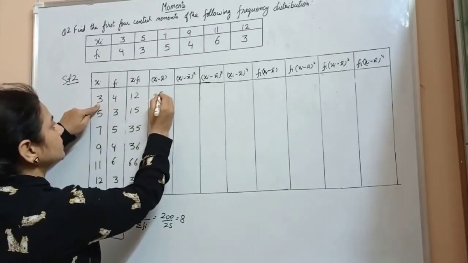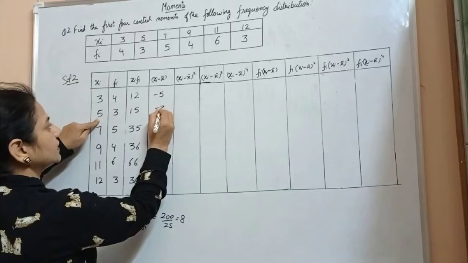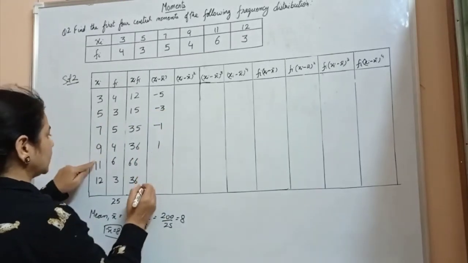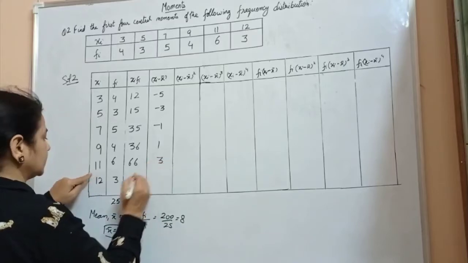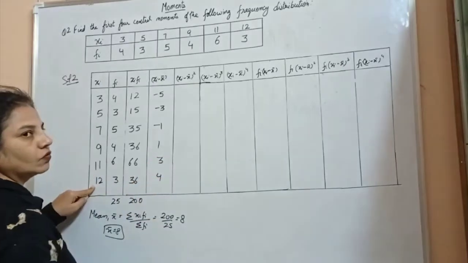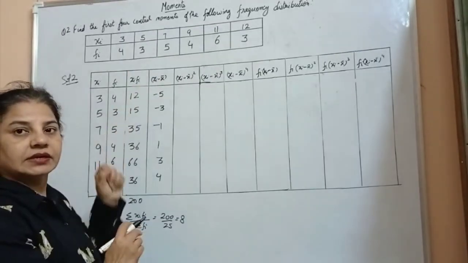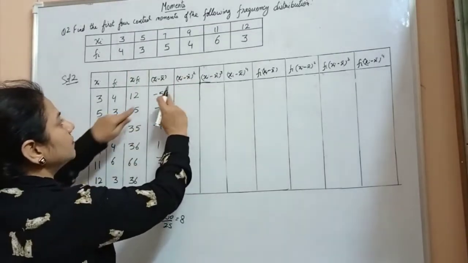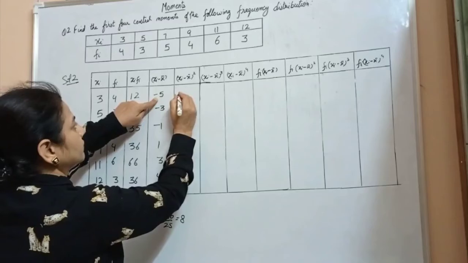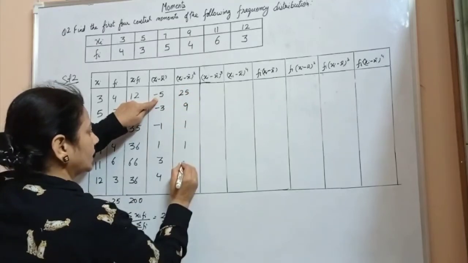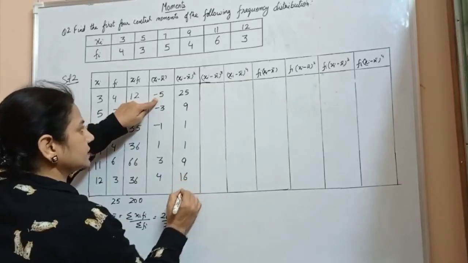3 minus 8 is minus 5, 5 minus 8 is minus 3, 7 minus 8 is minus 1, 9 minus 8 is 1, 11 minus 8 is 3, 12 minus 8 is 4. After that, once we get xi minus x bar, we simply take the square of minus 5. That gives us 25, 9, 1, 1, 9 and then 16.